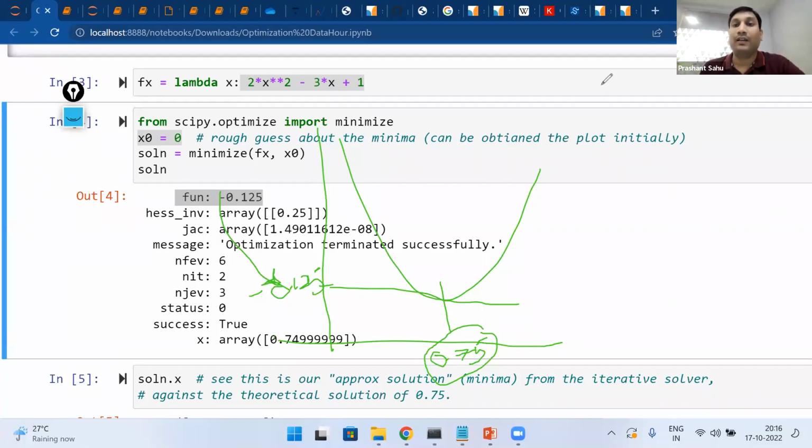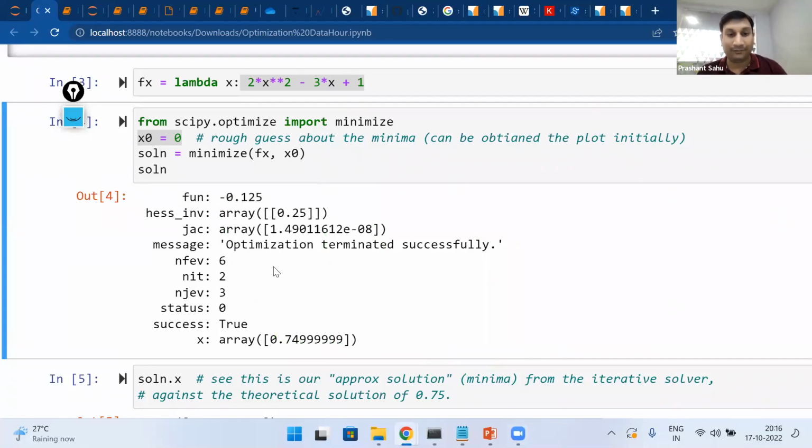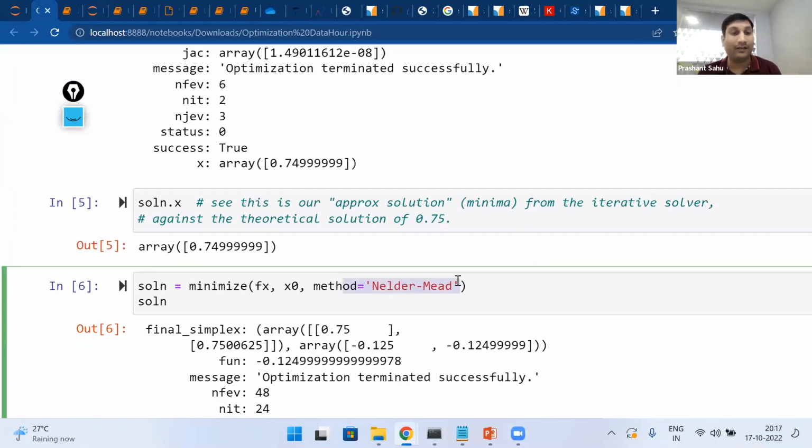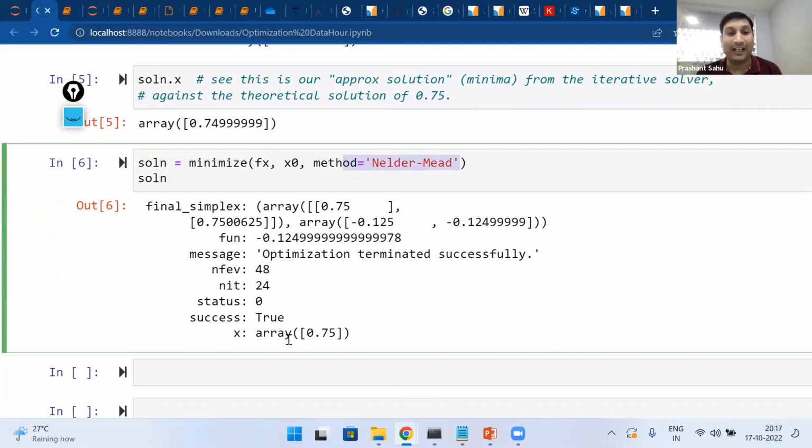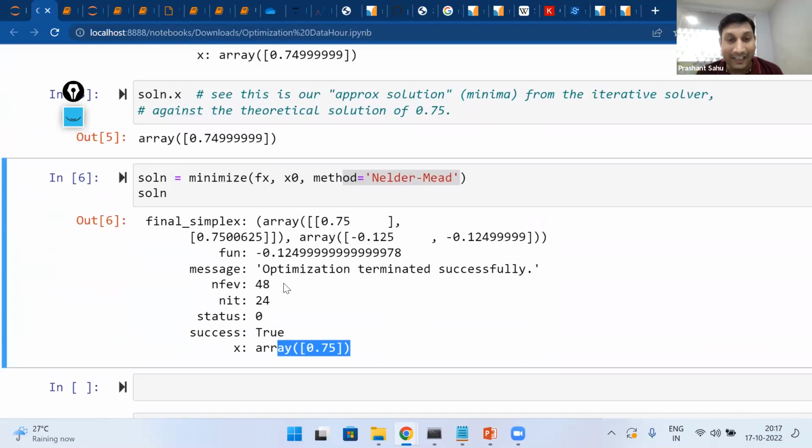Perfect. Okay, so if you want, you can change the method. In this case, what happened? If you change the method, I did get 0.75 in this case. Very interesting.